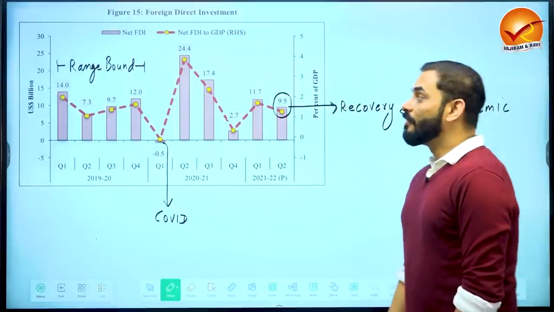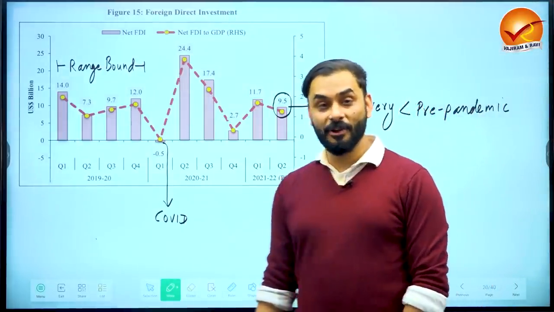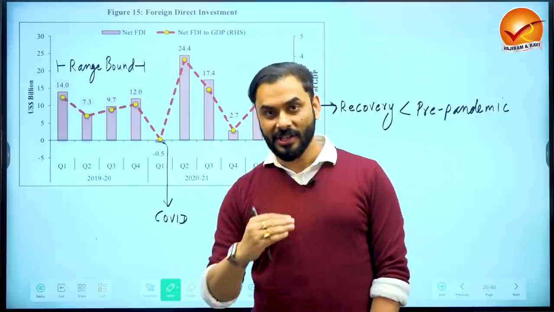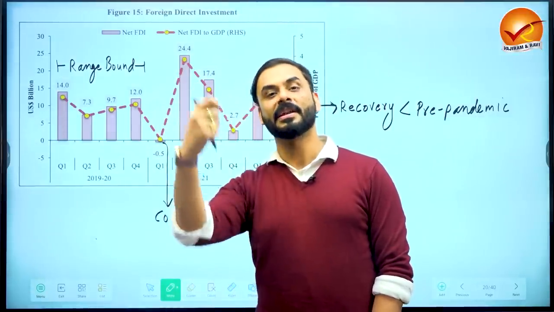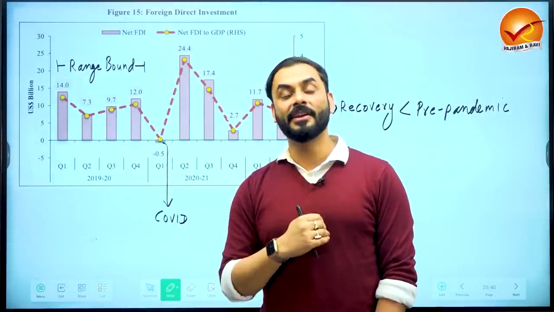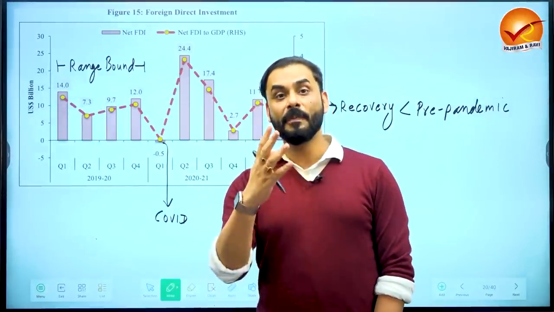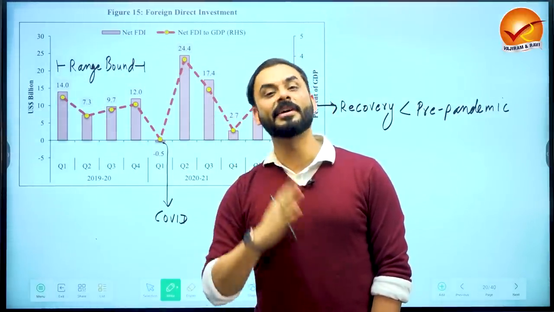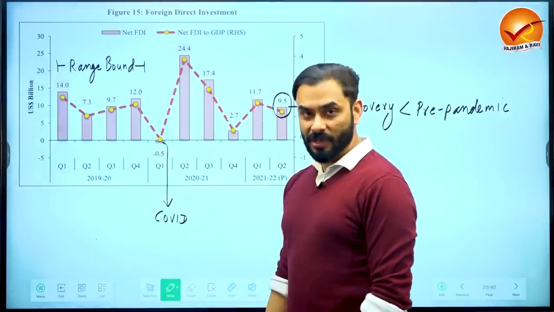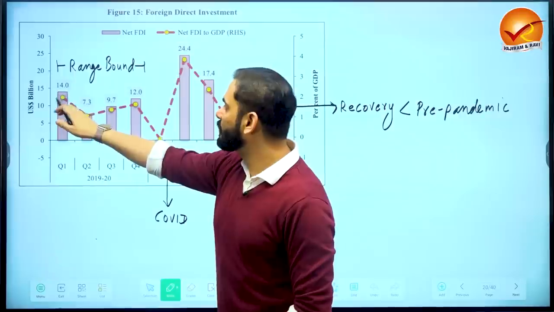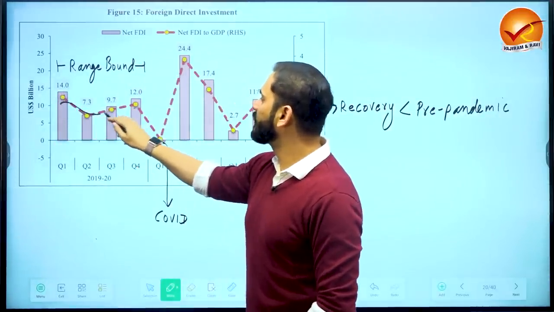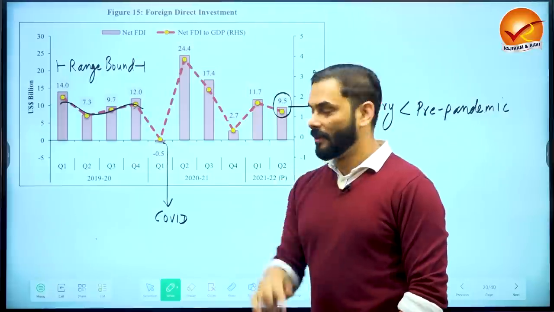Now let's come to foreign direct investment. I told you what is the meaning of foreign direct investment. Meaning of foreign direct investment is when some foreigners invest in India with long-term perspective in mind. And those people who bring foreign direct investment in India, they also bring technology, good management practices, etc. in Indian companies. So see, in the year 2019-20, the foreign direct investment was somewhere in this range. See, so it's range bound, which means it's almost stable.